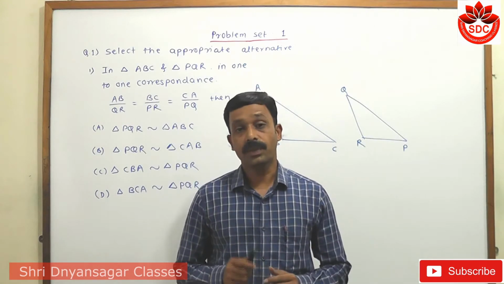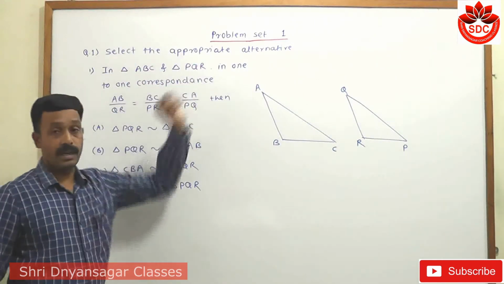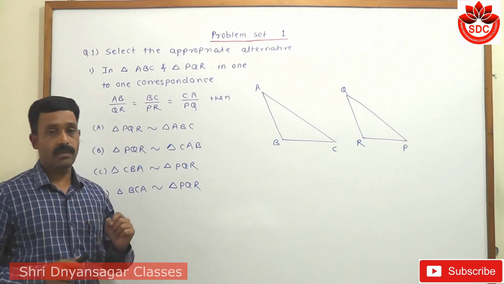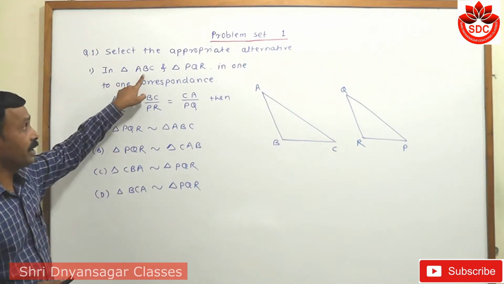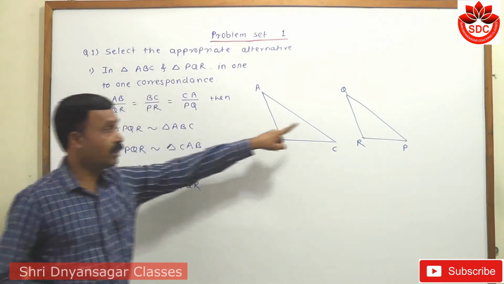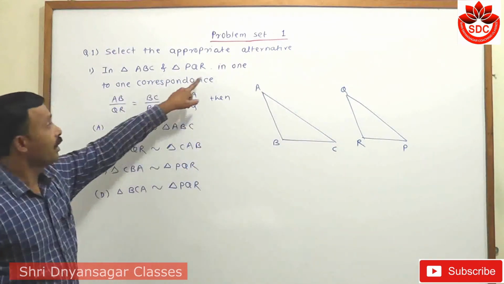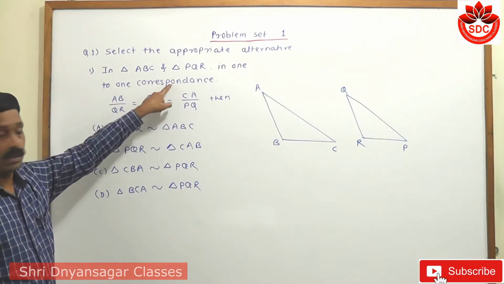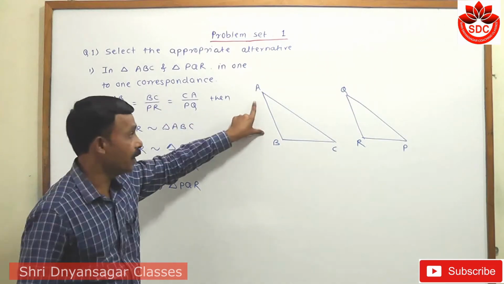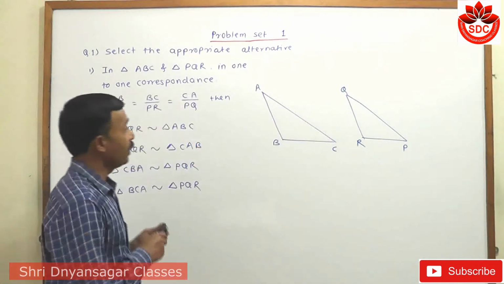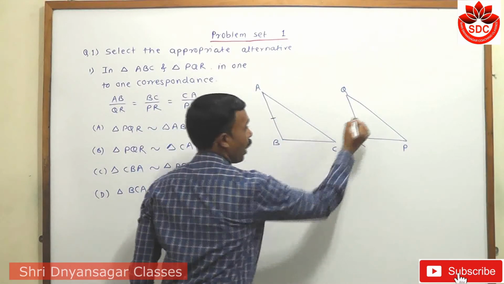In this, the first question is to select the appropriate alternative. In this question, there are 5 sub questions. First one is in triangle ABC and triangle PQR. I have to draw this figure here, triangle ABC and triangle PQR, in 1:1 correspondence. This ratio is also given, AB upon QR. Look at this, AB upon QR means that this side AB is proportional with the side QR.